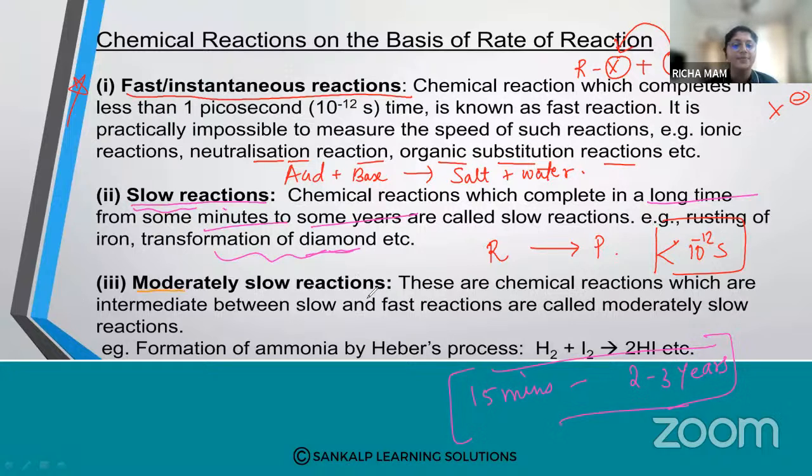Now, intermediate means in between, not fast and not slow. So they are moderate, undergoing at a moderate condition, not very fast and not very slow. Such chemical reactions, which are intermediate between the fast reaction and the slow reaction, are called moderately slow reactions. What can be an example of a moderately slow reaction?